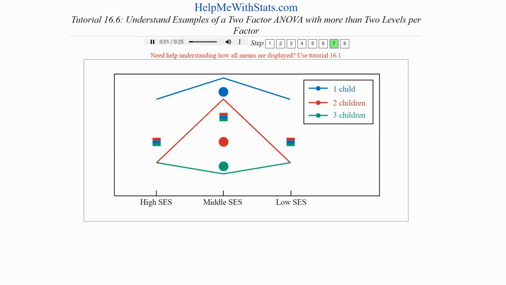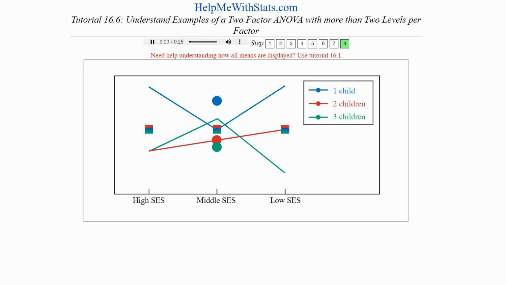This 3x3 ANOVA shows a main effect for number of children because the means of one child, large blue circle, 2 children, large red circle, and 3 children, large green circle, are unequal. There is a main effect of SES because means of different SES levels, red/blue/green squares, are unequal. Non-parallel lines indicate an interaction.